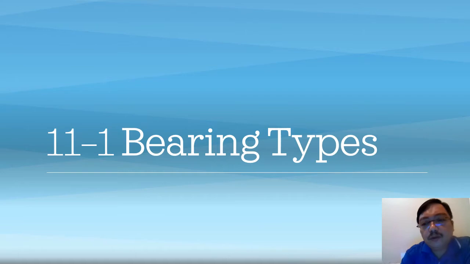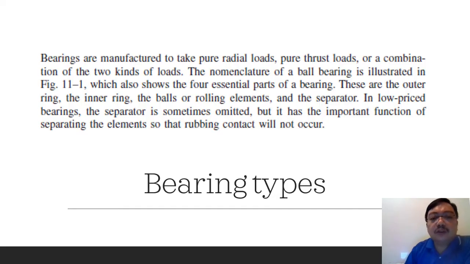This topic will continue on 11.1, the bearing types, from the Shigley Mechanical Engineering Design book. This topic will introduce types of bearing. Bearings are manufactured to take radial loads, pure thrust load, or a combination of these kinds of load. The radial load is like this, because a bearing is attached to a shaft and the shaft is moving, and the weight of the shaft is the load, and when it is moving like this, it has the radial load.